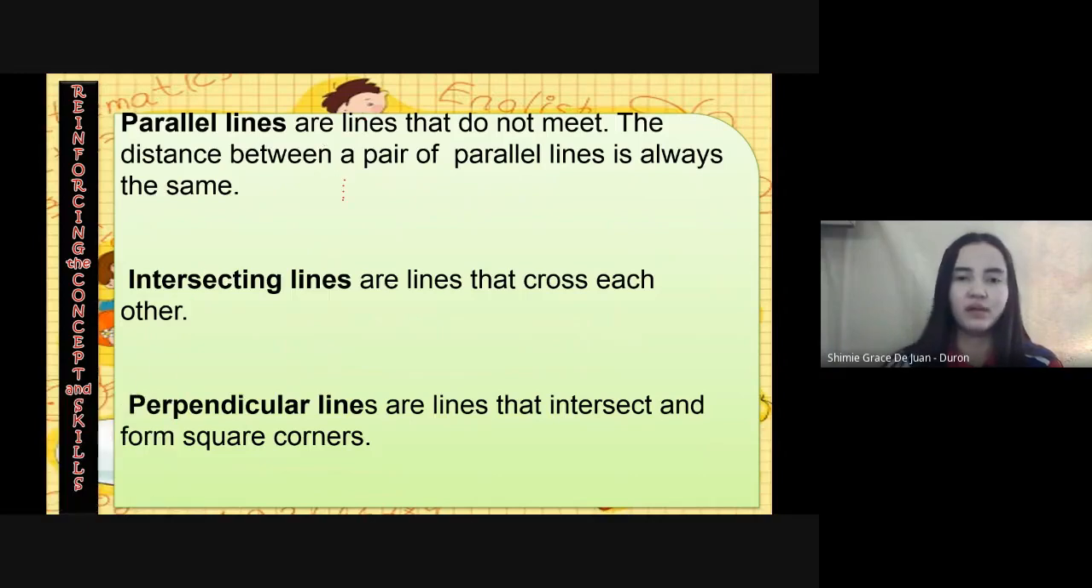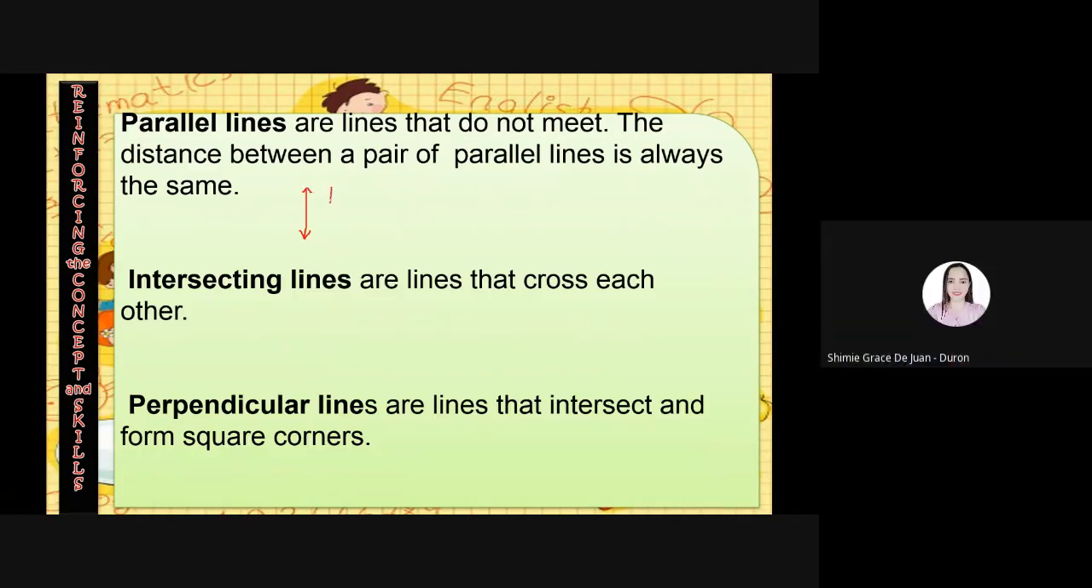I will draw, but bear with me because it might not be so straight when I draw here using the mouse, okay? Okay. This one is an example of parallel lines. As long as the distance between the two lines is equal and parallel with each other, and they will not meet even though it will be extended there. Okay, do you understand, class?